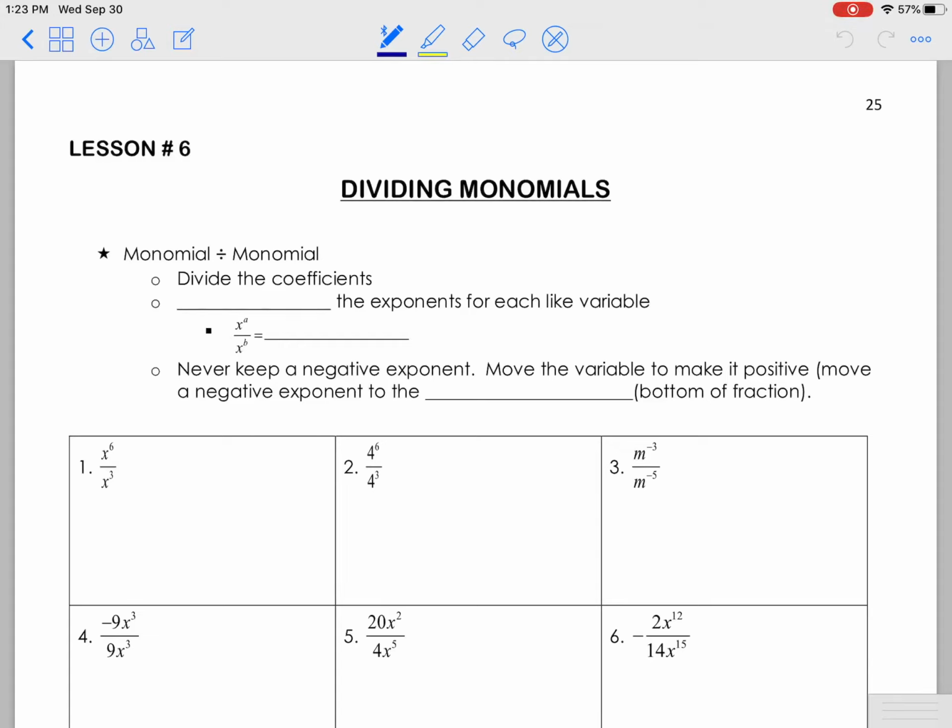Hi guys, we're going to look at lesson number 6 today, dividing monomials. So we've been working on multiplying for quite some time. Now we're going to work on the division piece. Okay, so we're on page 25 of your note packet, lesson number 6.